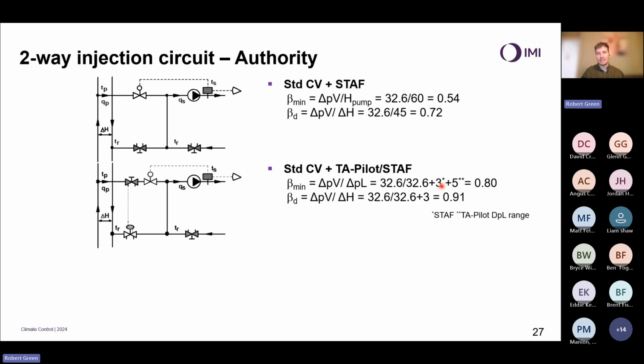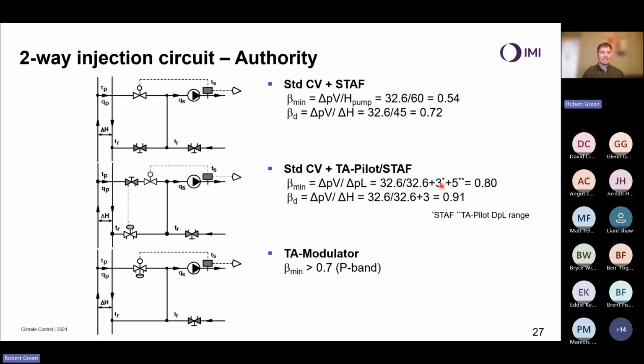In the case of our modulator, it's exactly the same. My authority is preserved at a minimum of around 0.7.